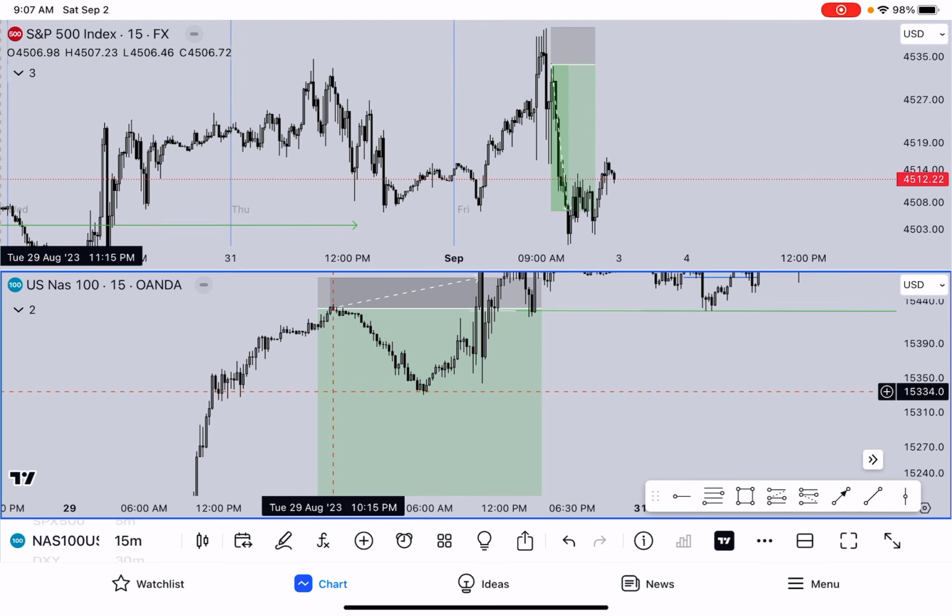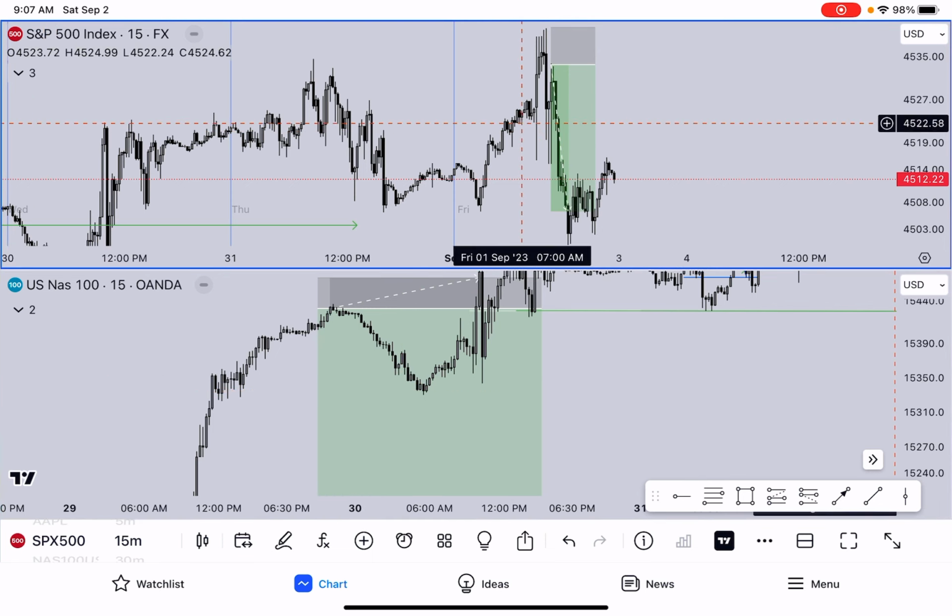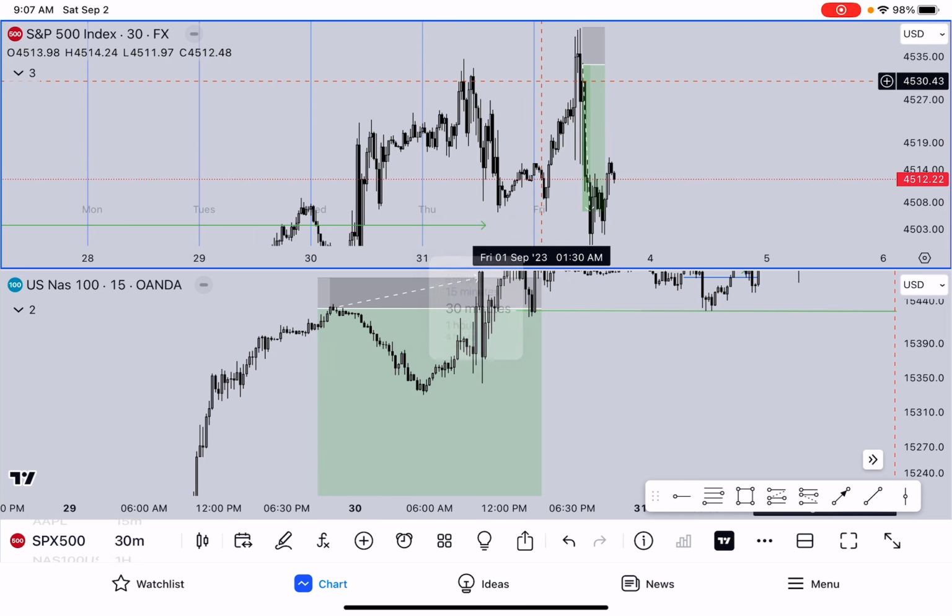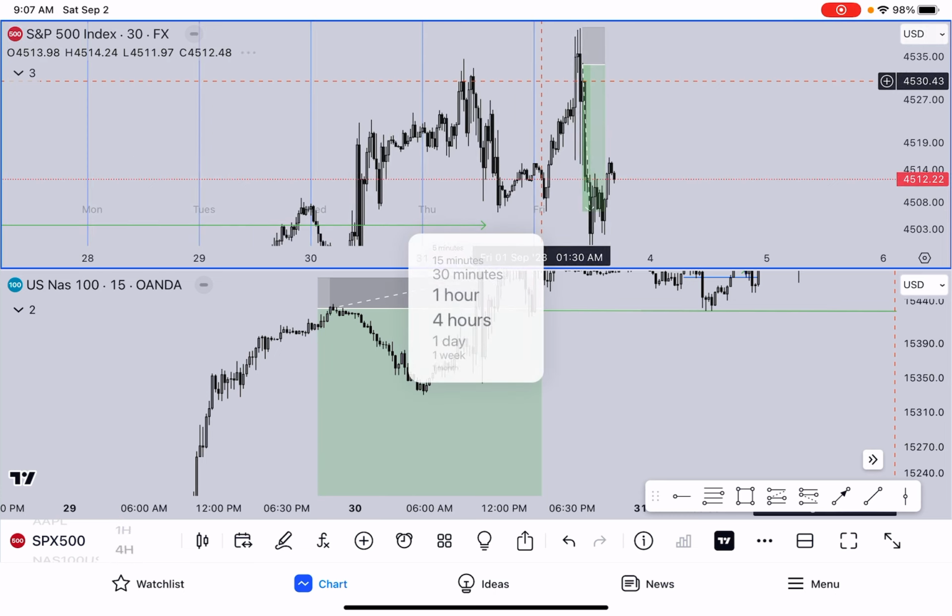This was taken on Wednesday. Second trade of NAS on Wednesday. Then on Friday, I took a trade on S&P. Because I took the loss on NASDAQ.